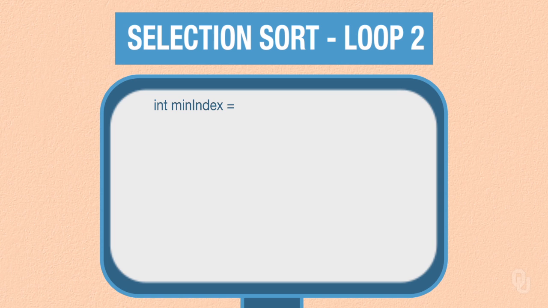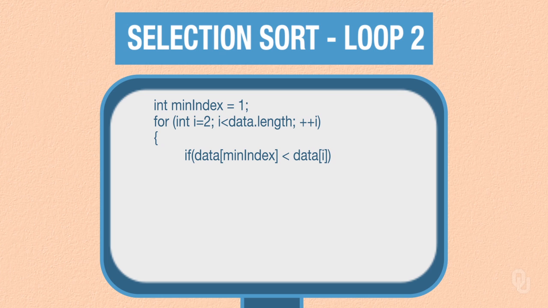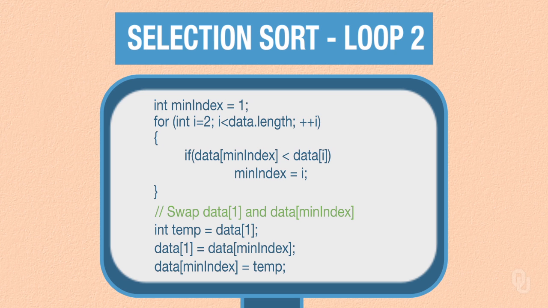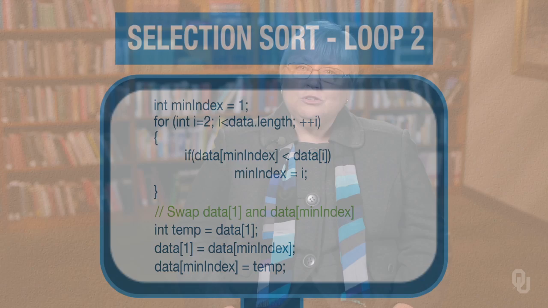int minIndex = 1; for (int i = 2; i < data.length; ++i) if (data[minIndex] < data[i]) minIndex = i. And then we would swap the data again. The problem with this strategy is that the number of loops would depend on the length of the array. Since arrays can be lots of different lengths, we need to be more clever.